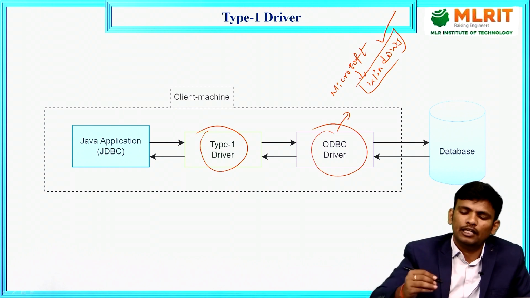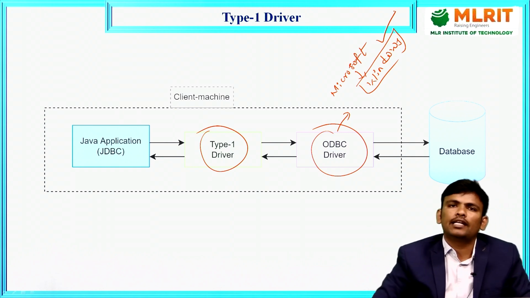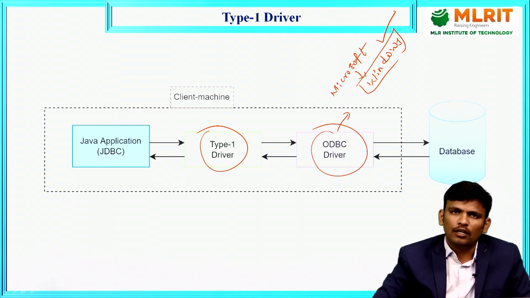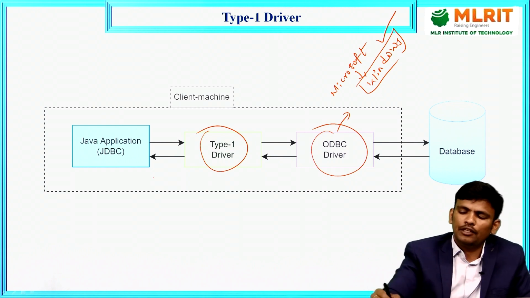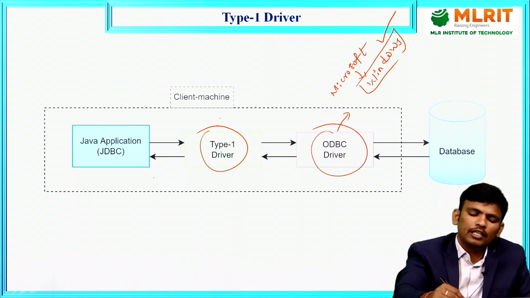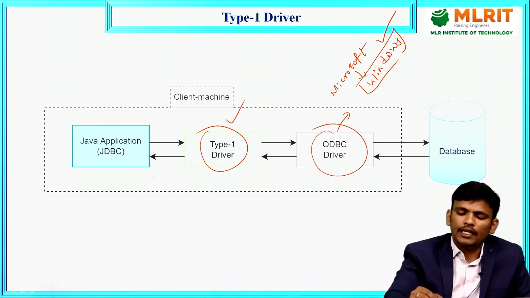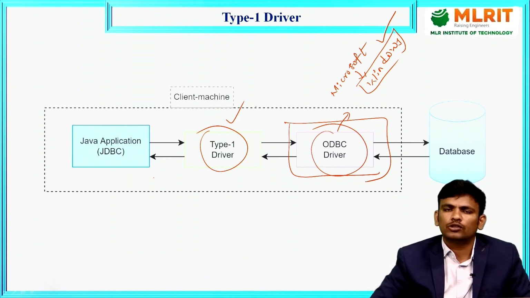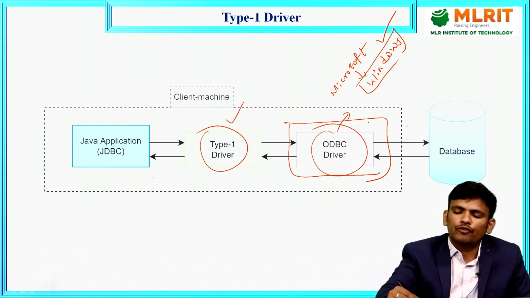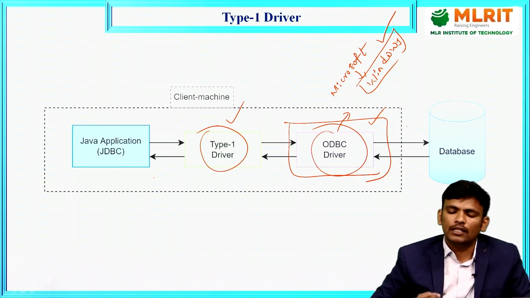Why? Because the type 1 driver is taking support from ODBC. If a Java application wants to connect to the database, we require the driver installed, but the type 1 driver directly won't work, so compulsorily it will take support from ODBC. Based on the ODBC driver, the type 1 driver will work.